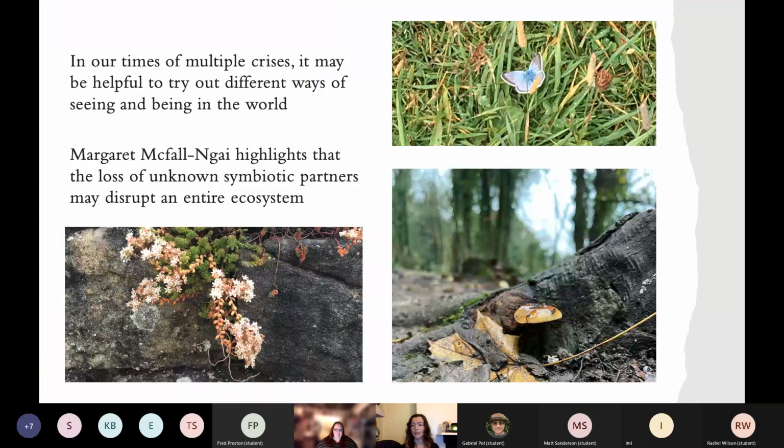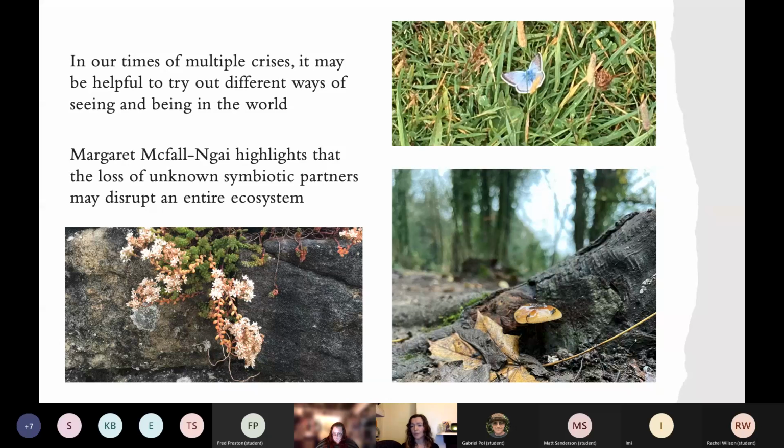This project is about noticing life on a minute scale, but it's also about noticing the more than human in general. Entangled lives are everywhere, even in our urban landscapes. Animal physiologist and biochemist Margaret McFall-Ngai highlights the loss of unknown symbiotic partners may disrupt an entire ecosystem. In noticing, we may discover entanglements that are beneficial or harmful to the symbiotic partners and anywhere in between. By being aware of them, we can better consider the implications of losing them. It involves a shift in seeing ourselves not as isolated individuals, to realize that everything is interconnected.